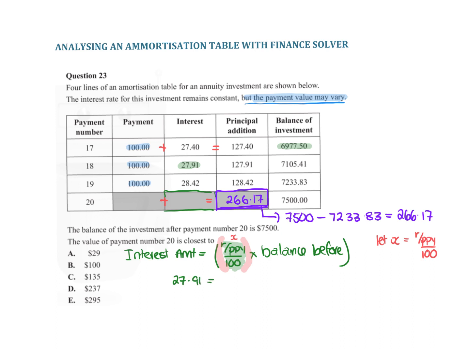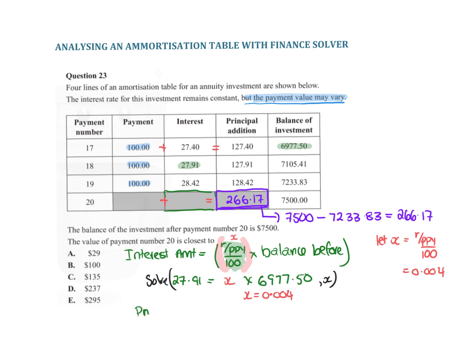27.91 equals, and I'm just going to say X times the balance before, which was 6977.50. All right, then I can just chuck in solve, comma X, and I end up with X being 0.004. So what happens when we took the per annum rate, we divided it by the PPY and 100, we end up with 0.004. So I can now work out that interest amount for payment 20.